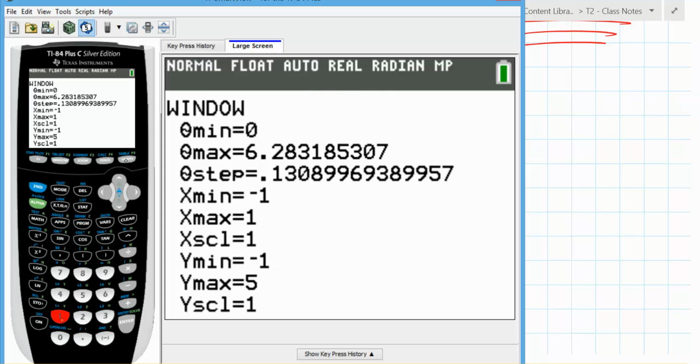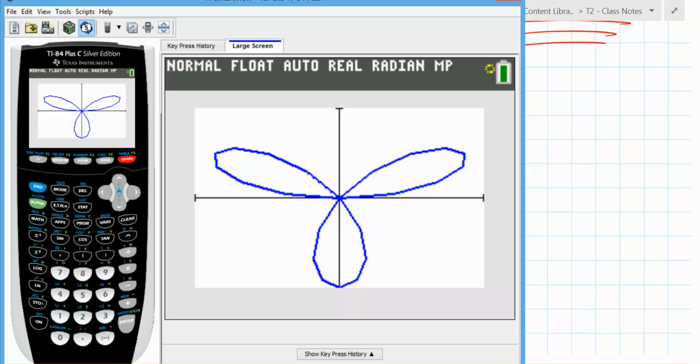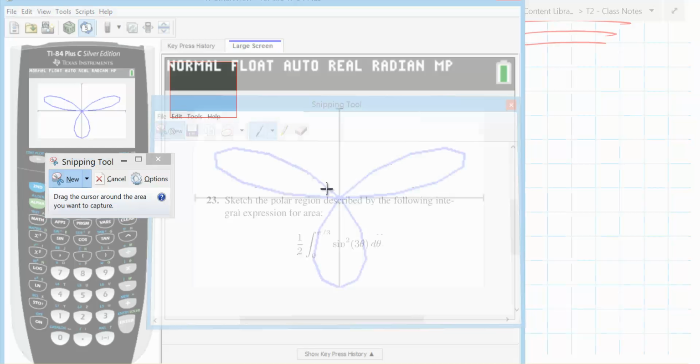Or is that too small or too big? What do we think? Oh, just right. Excellent. Nice. So we have this, right?